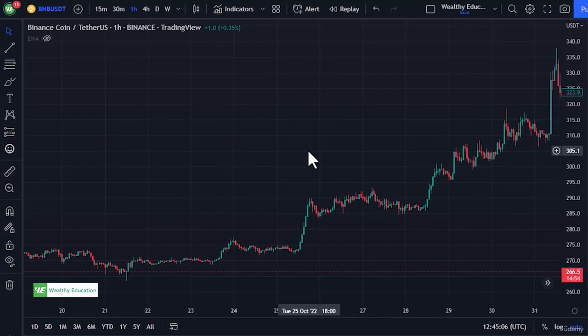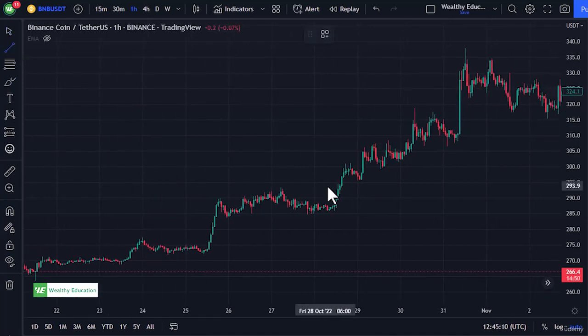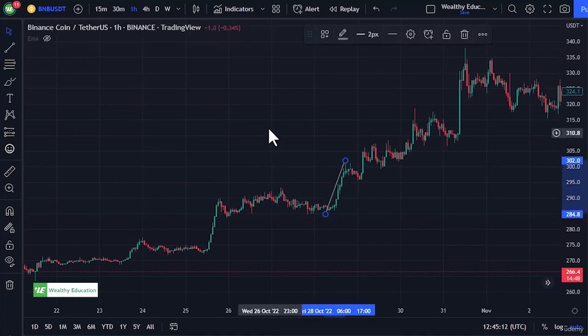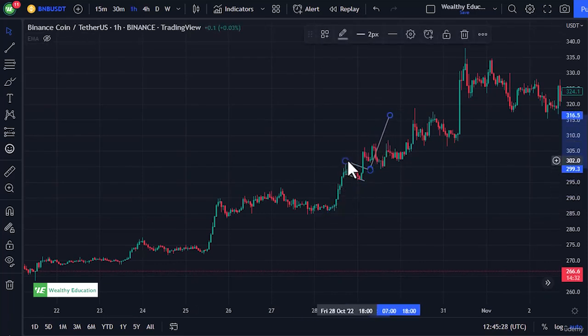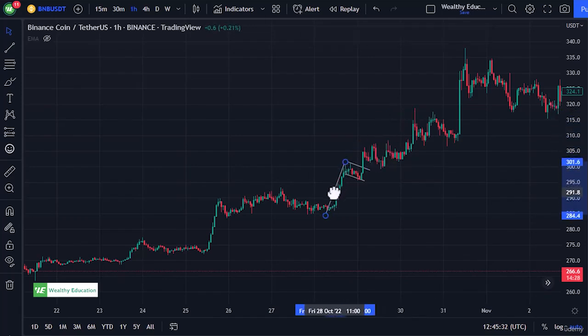Flags catch a lot of people's attention, and therefore, it's a pretty useful pattern. A lot of people out there see it. So here's a little flag here. You can see that the market was in an uptrend here on the hourly Binance coin chart, and you take the flagpole and extend it out, and there's your target, and that is exactly where we went.